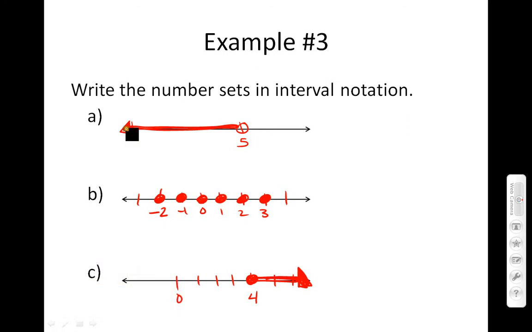Okay, so the first one, I have a solid line. So that's going to represent all real numbers. The solid line continues to the left, so we're getting fewer and fewer values. So we're looking at less than 5. And then since it's an open circle, that means that the number 5 is not included in the number set, but all of the real numbers less than 5 are.